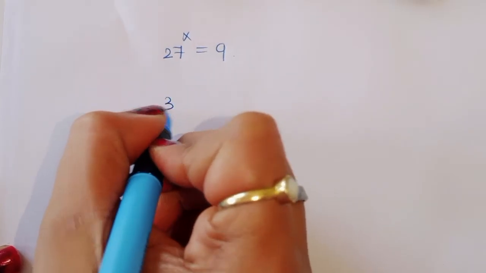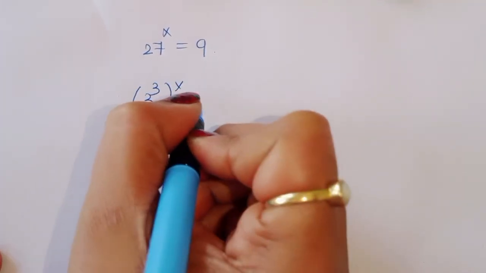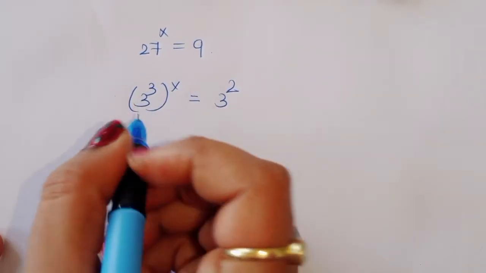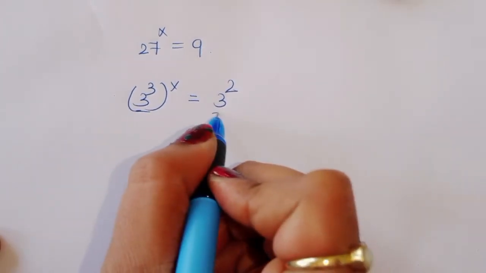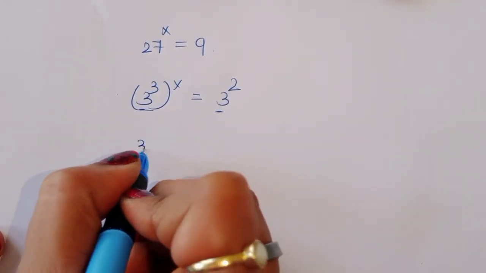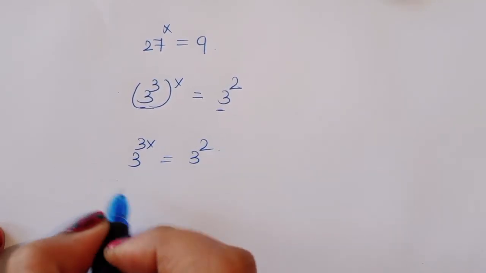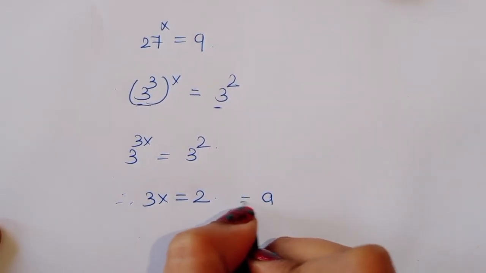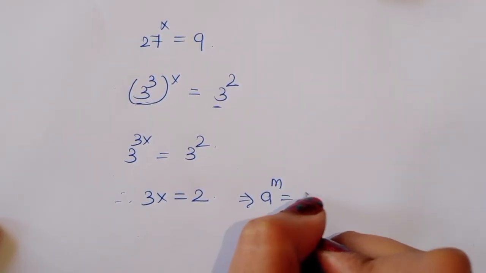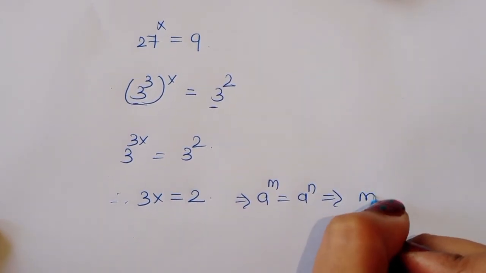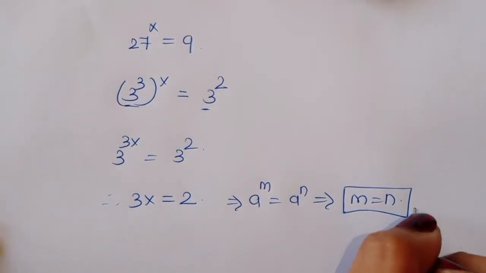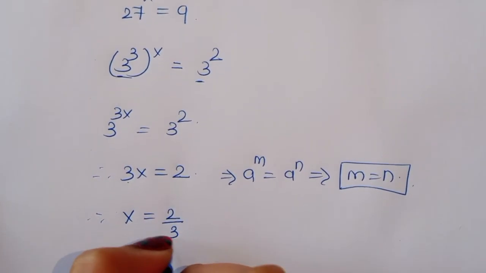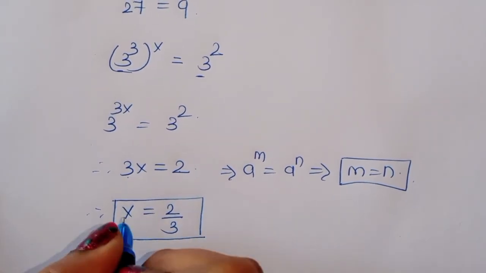We can write 27 as 3 power 3, so 3 power 3x is equal to 9, that is 3 square. Now we can compare this one and this one. Then we will get 3 power 3x is equal to 3 square. Therefore 3x is equal to 2, because we know the same formula: a power m equal to a power n, then m is equal to n. Using this formula, 3x is equal to 2. Therefore x equal to 2 by 3. By both methods, the value of x is 2 by 3.